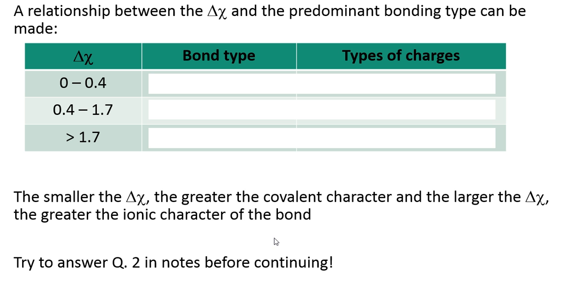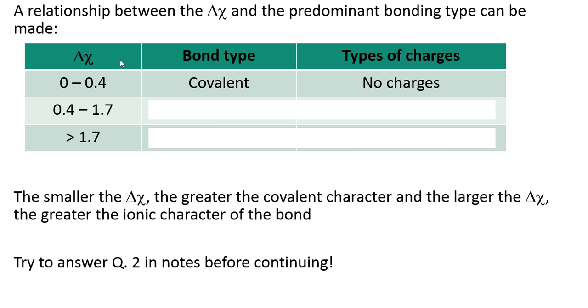Looking at this table in your notes, we can use values or approximate values of delta chi to describe the type of bonding. Please note that these values are approximations, they are not set rules. If we've got a delta chi between 0 and 0.4, we will have a covalent bond that will be nonpolar, so neither atom will have a charge associated with it in the bond.